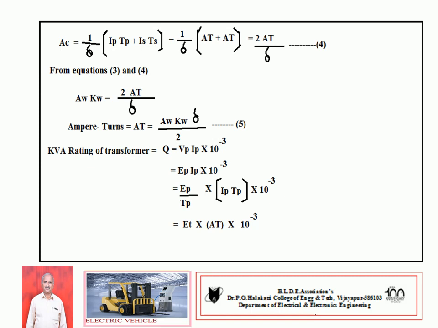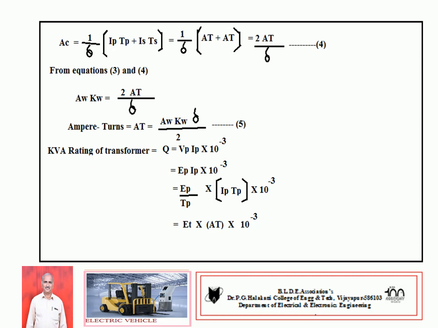Here is one important thing. Comparing equations 3 and 4, equation 3 also gives the area of copper and equation 4 also gives the area of copper. Equating both, AW KW equals 2 times 80 divided by current density. Hence, it is very easy to calculate AT. Now, ampere turns AT equals AW KW into current density divided by 2. You call this equation number 5.